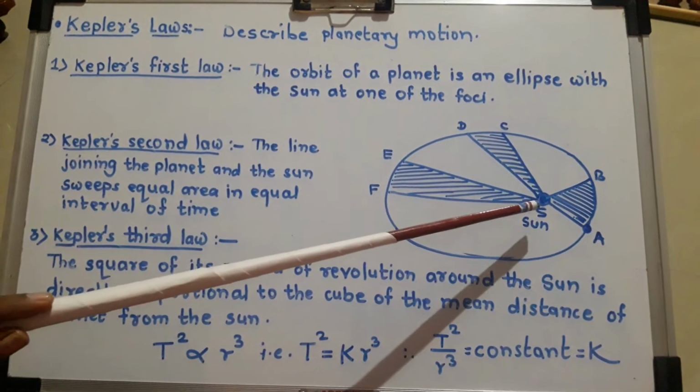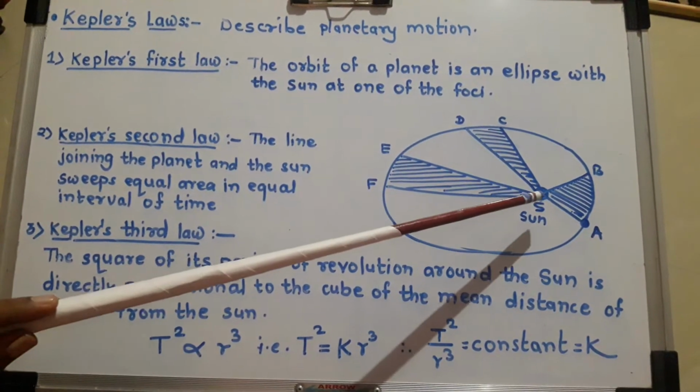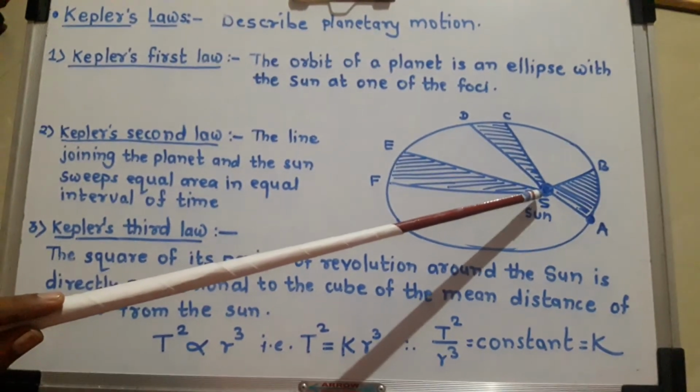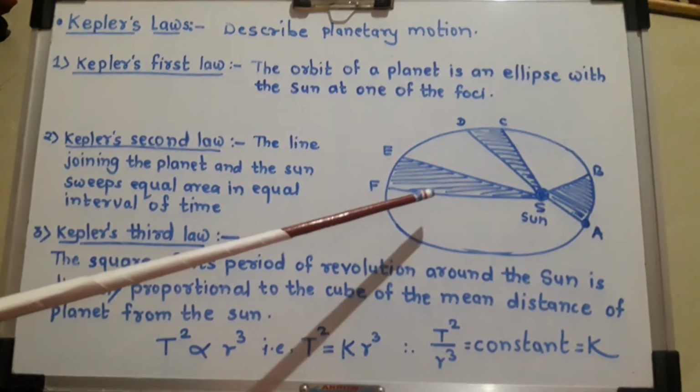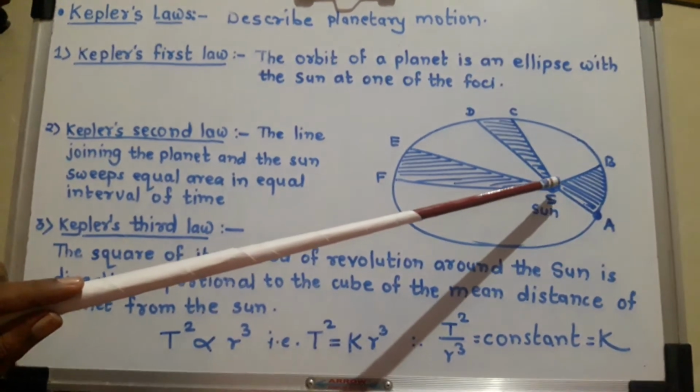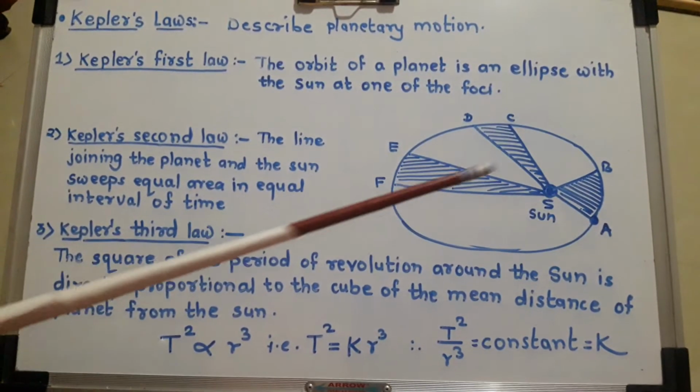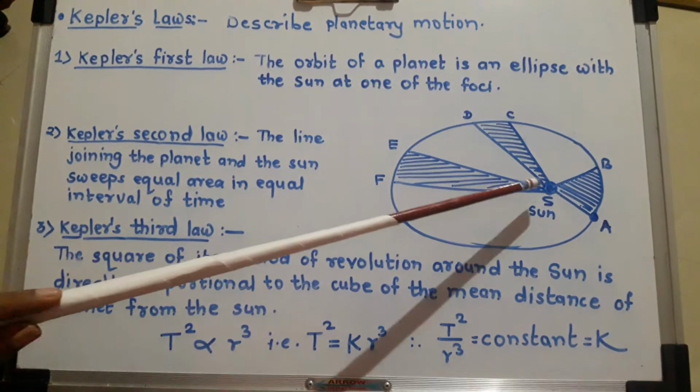And what is the position of the sun? The sun is at one focus, one focal point. We have already studied that an ellipse has two focal points, one is here, the second is there. Among those, the position of the sun is here at one focus, one focal point.